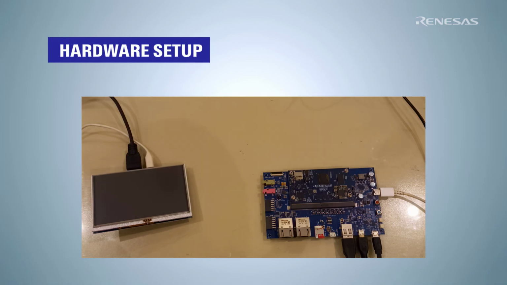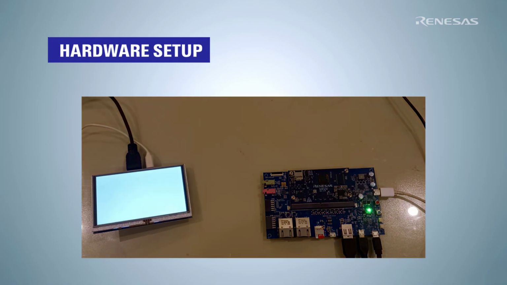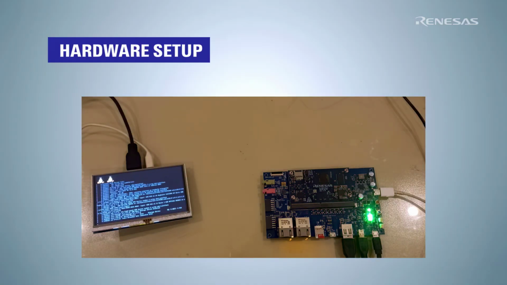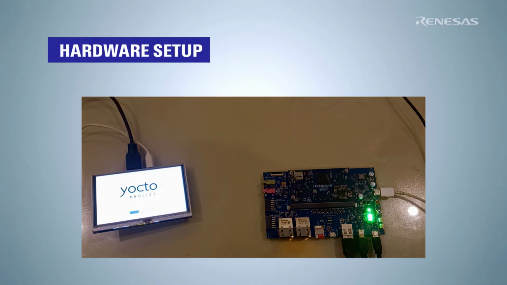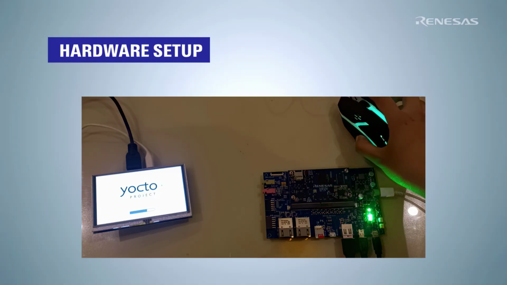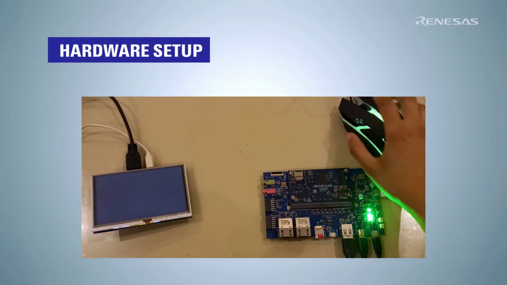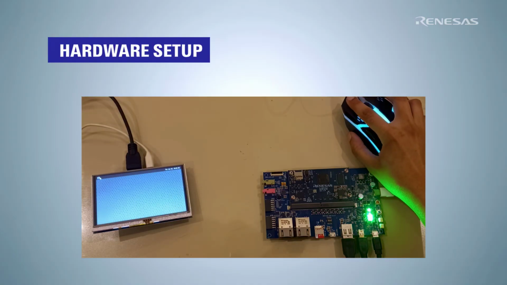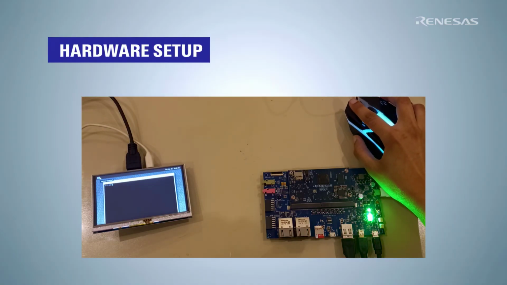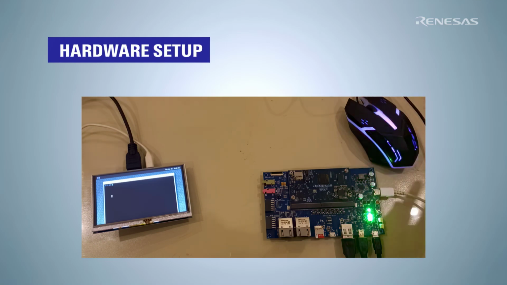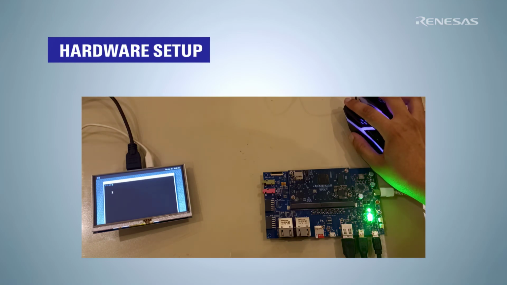So turn on the power for both of the systems. From here, press switch 9 to boot up the board. And we can see that Linux is booting. From here, we can open up the terminal and run any command using the keyboard. Thus we can see that the peripherals are working.